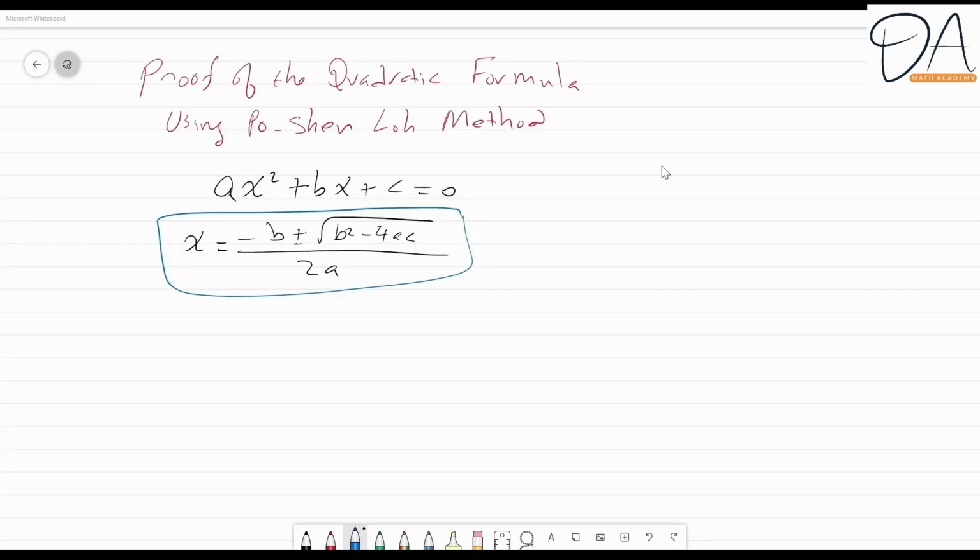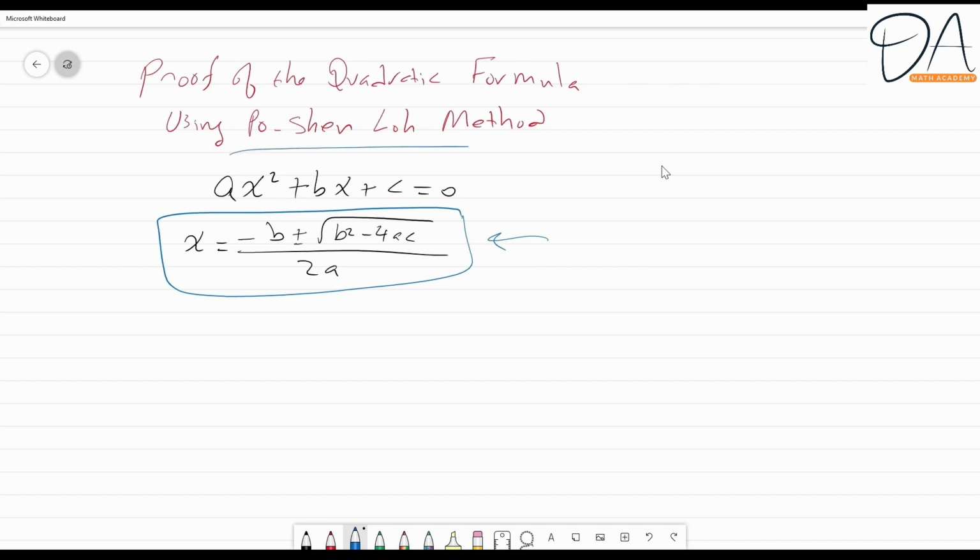Today we'll be looking at how to prove the quadratic formula using the Po-Shen Loh method. So we all know that whenever we have a quadratic equation of the form ax squared plus bx plus c equal to 0, we can solve it using the quadratic formula, which is x equals minus b plus or minus the square root of b squared minus 4ac, divided by 2a. What we are trying to do in this video is to prove this formula.